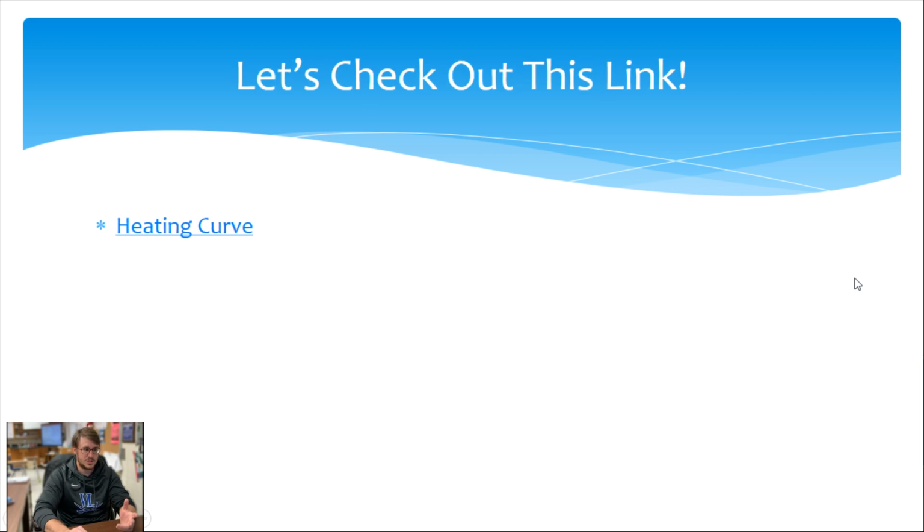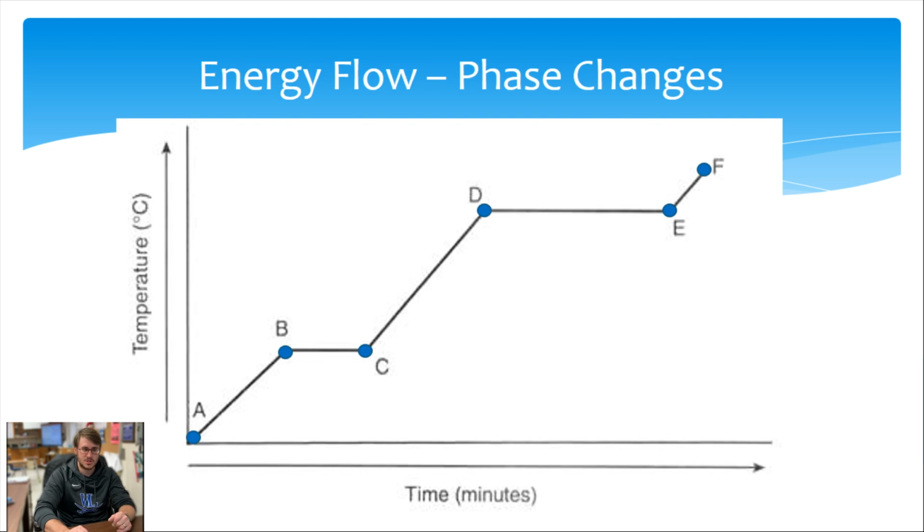Okay, we're going to check out a heating curve. You can check out this link through the slides. I'm just going to skip straight to the notes part of it because we have it in this part here. Now, here is an energy flow curve that shows that as heat is applied to an object, a heat source is applied to, let's just say, ice in a cooking pot on a hot plate.